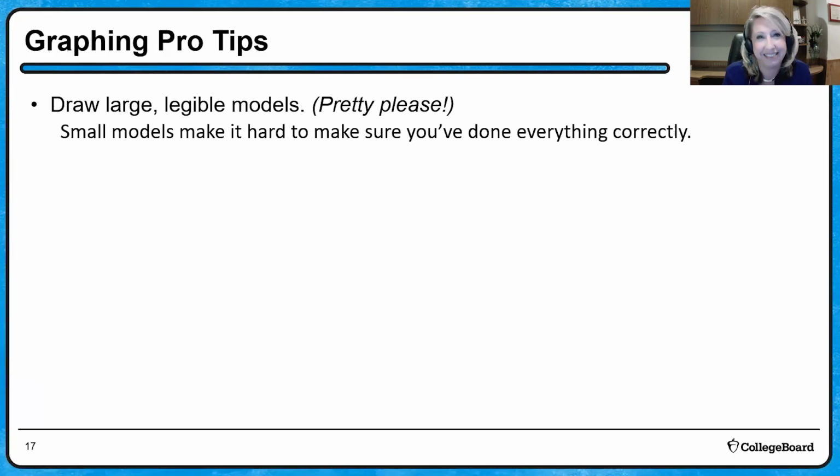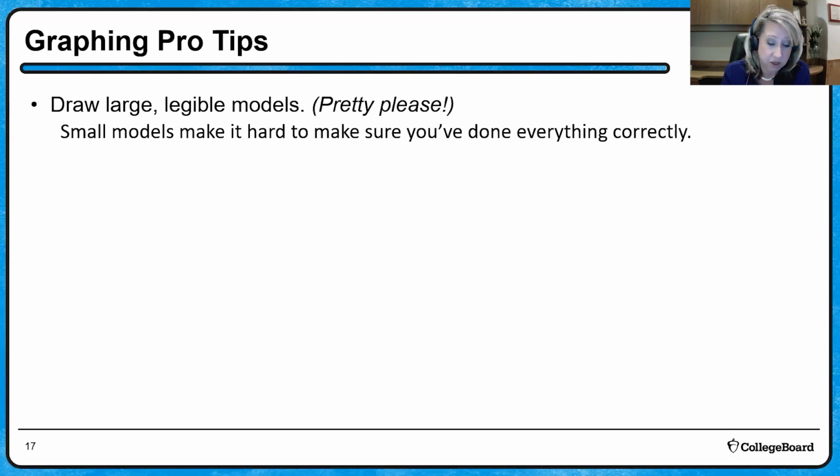Draw large, legible graphs. And I'm going to say pretty please. As a reader, I actually bought my first pair of reading glasses at my very first AP macroeconomics reading, in part because there were some postage-sized graphs in the question that I was scoring. There's 2 reasons. One, of course, it's going to make it easier for your reader, but for you, it'll make it easier for you to tell if something is missing.